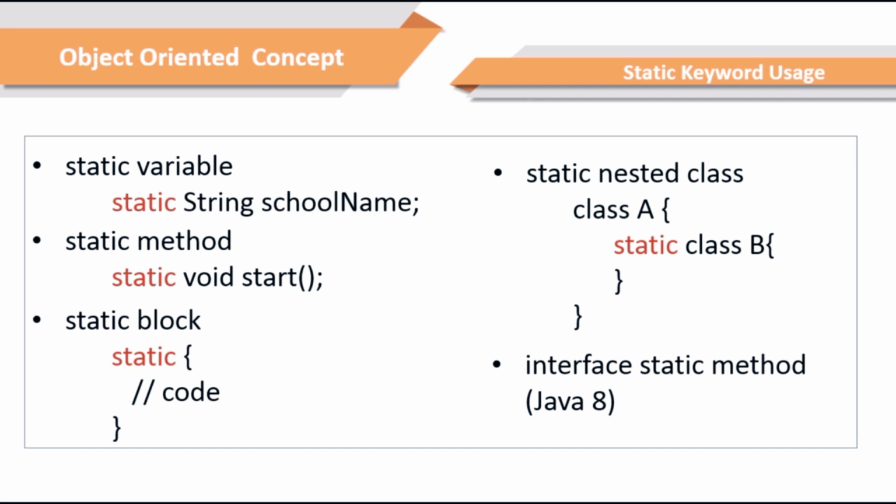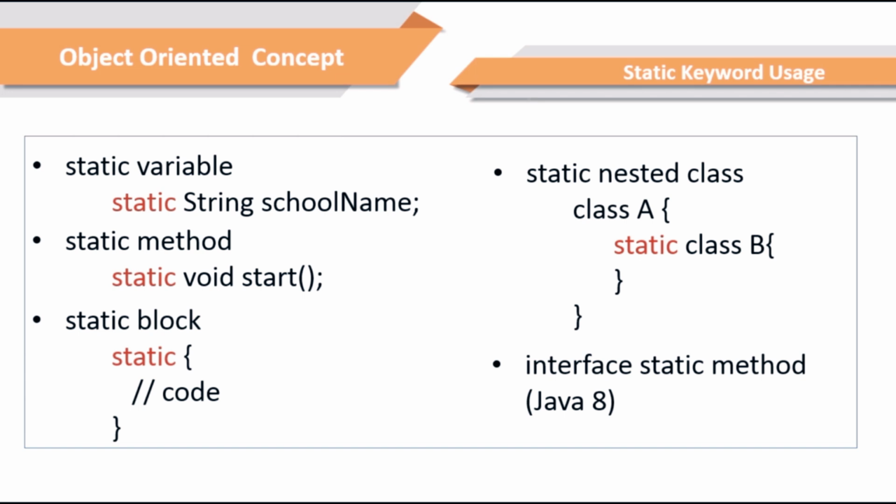For example, a school name of students. The school name is common for all students, so if we declare static school name variable, it'll allocate memory only once in the class at the time of class loading. A static variable can be accessed directly by the class name, and it doesn't need any object. Now, the static method is a method which belongs to the class and not to the object, right? A static method can be accessed directly by the class name and doesn't need any object, same as a static variable.